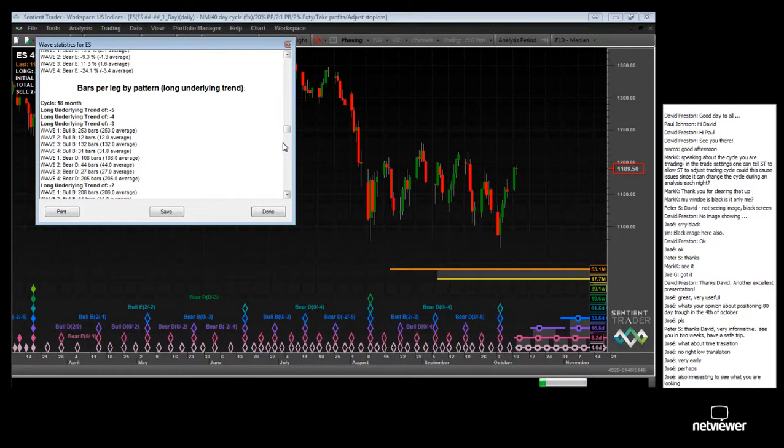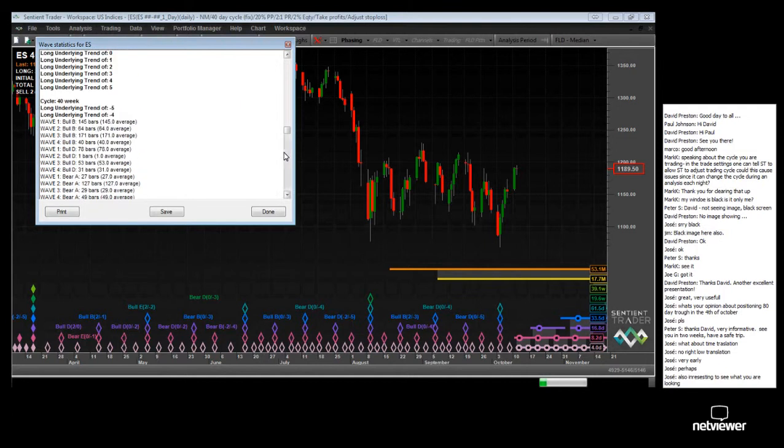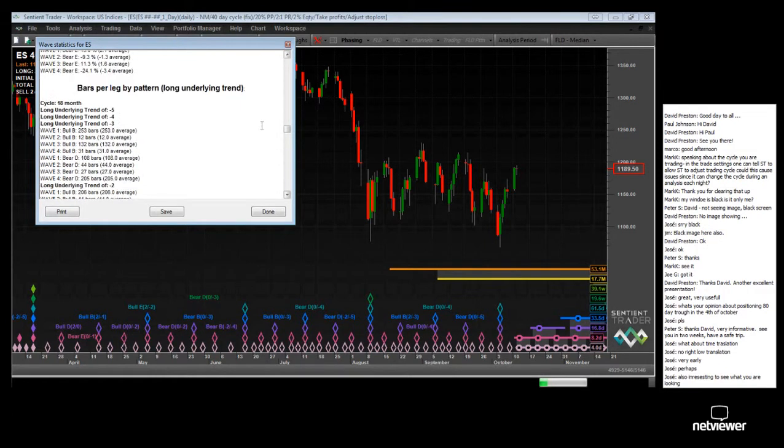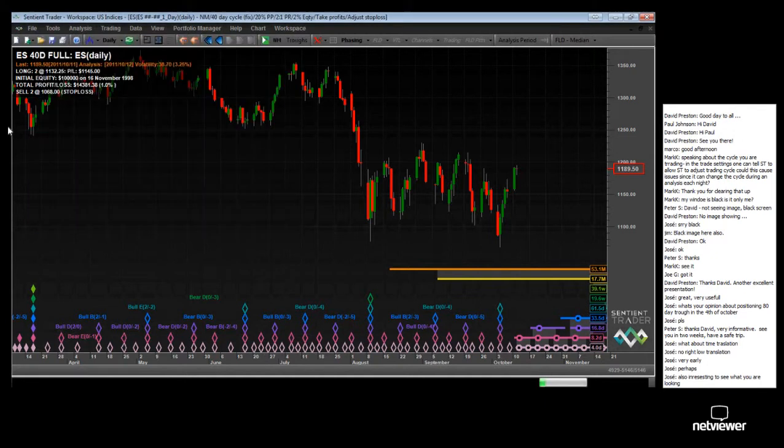I think I need to export it to an Excel spreadsheet and explain it to you in detail. But what I'm looking for here is, under a long-term negative underlying trend, bars per leg per pattern. There we go. Under a long-term negative underlying trend, I expect there to be more than 56 bars in the total wave shape.